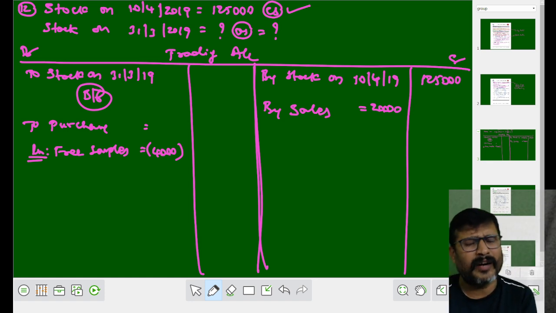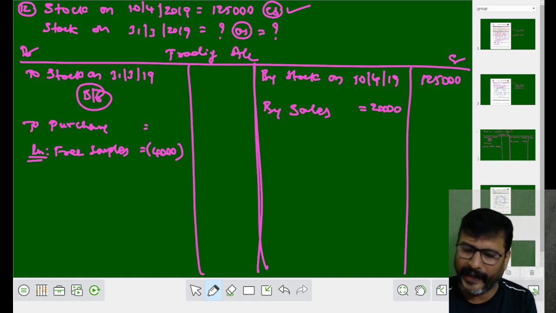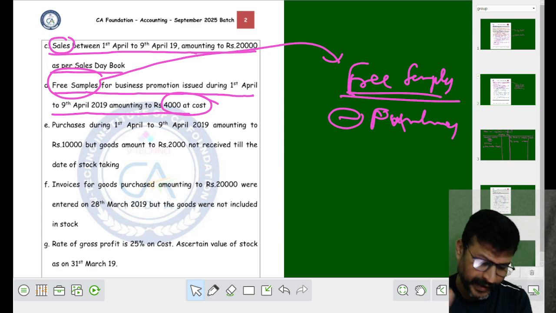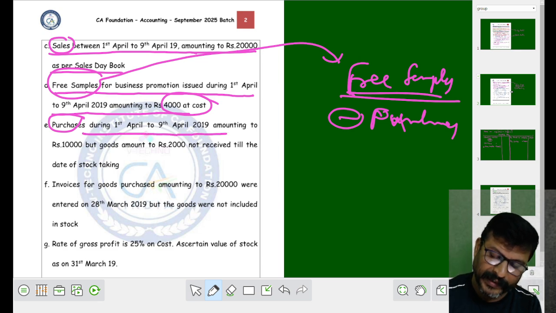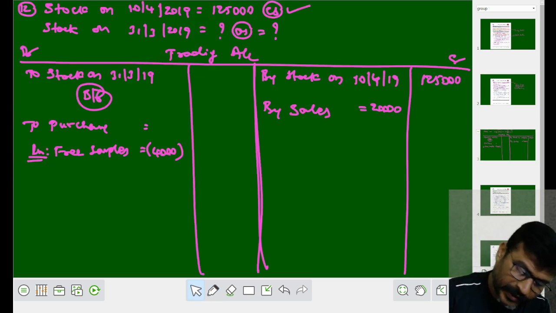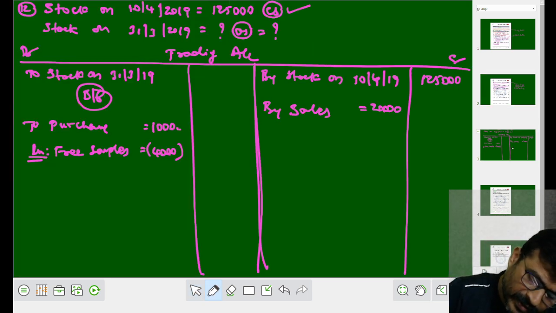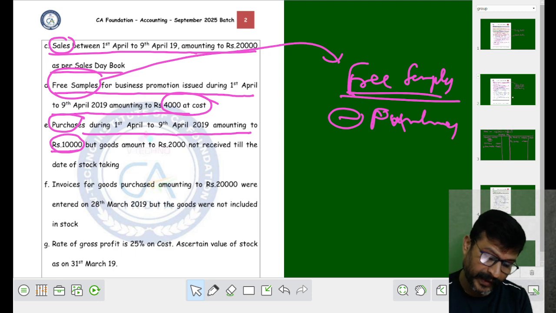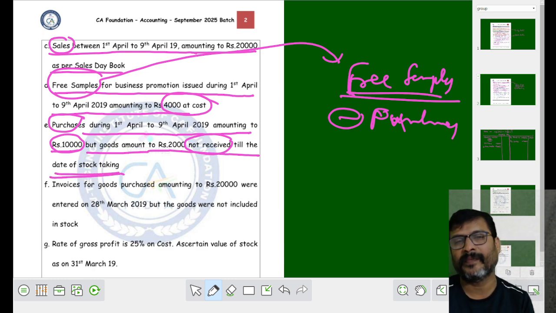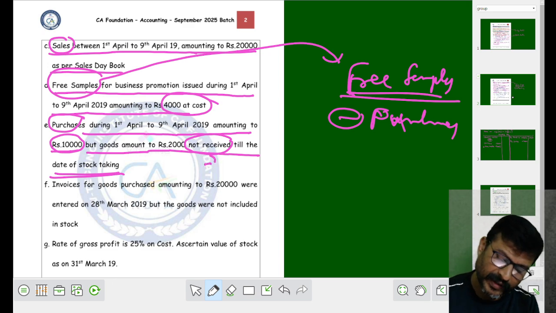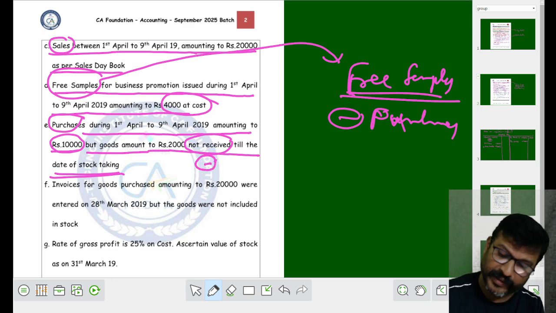Purchases we still don't know. After receiving the purchases, we will make an entry. Fine. Are you understanding? Just read and write. Purchases during 1st April to 9th April amounted to rupees 10,000. Oh, how much purchases is there? Purchases is of rupees 10,000. Okay, but the goods amounting to rupees 2000 were not received till the date of taking stock. Since it is not received, it is to be subtracted from purchases.